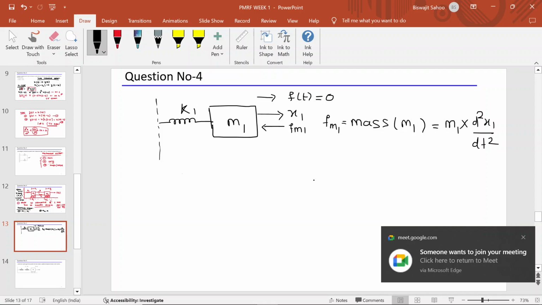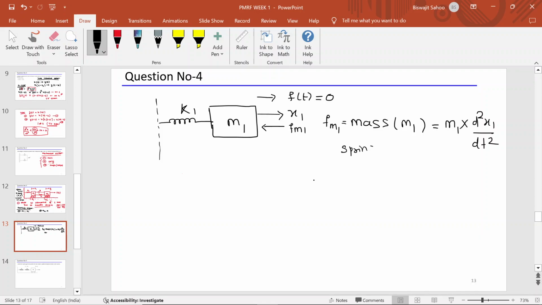Another thing, one spring is there. Because the spring has elastic potential energy, if you stretch the spring, it wants to go back to its normal position. Because of the force on m1 and m2, the spring is moving a displacement x1, but the spring always wants to come back to its original position. So one force will be acting in the opposite direction.